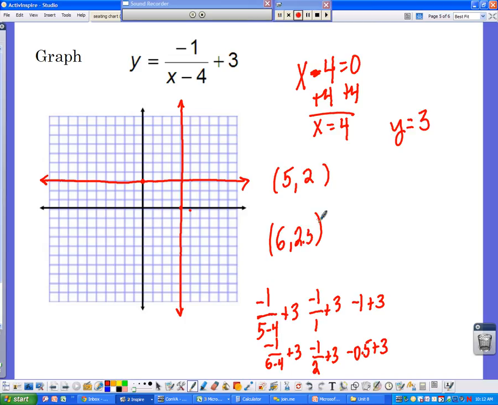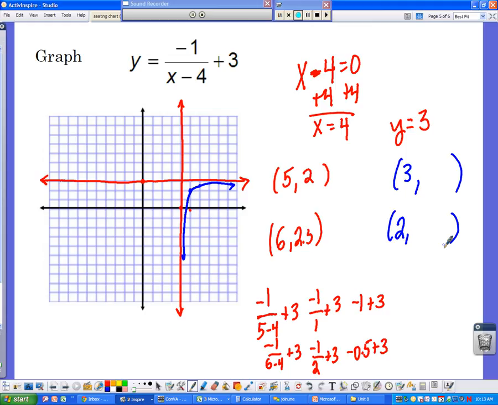Okay, so 1, 2, 3, 4, 5, 1, 2. Let's change the color to blue. And then 6, 2.5. So you find out that your asymptotes should look like this. That's also going to give you a clue, because more than likely your other branch is going to be up on this side. So I pick 2 more points that are less than. I'm going to pick 3 and 2.